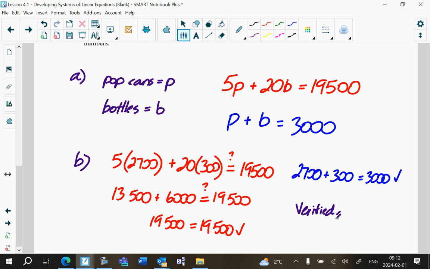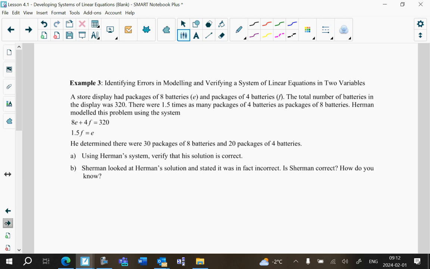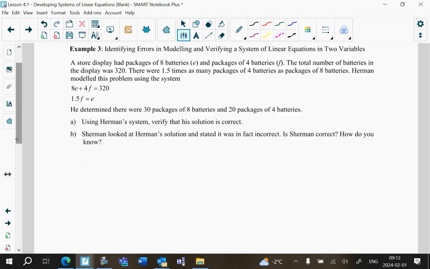Okay, the last example. You're given the problem, you're given the equations, you're told what the answers are. And you're first asked just to verify that they're correct. So a store display has packages of 8 batteries, E, and 4 batteries, F. The total number of batteries in the display was 320. And there were 1.5 times as many packages of 4 batteries as there were 8 batteries.